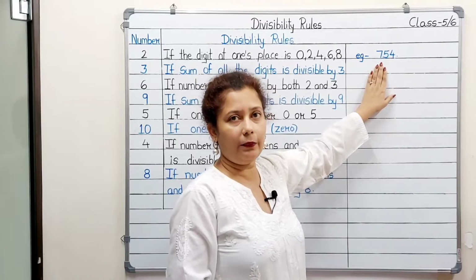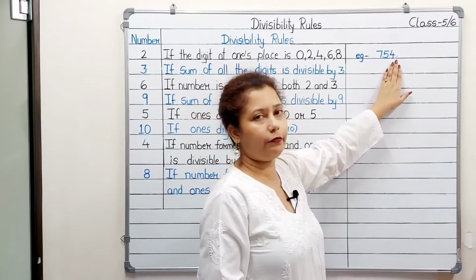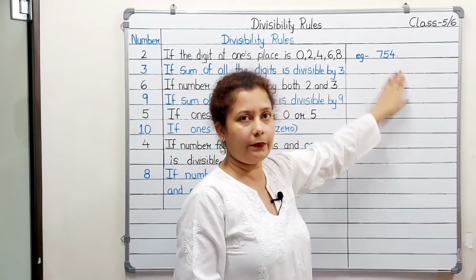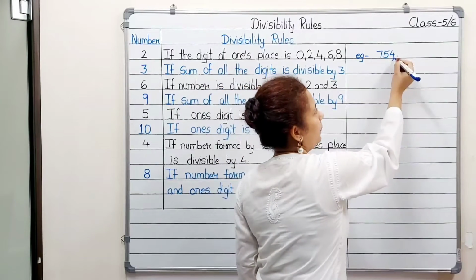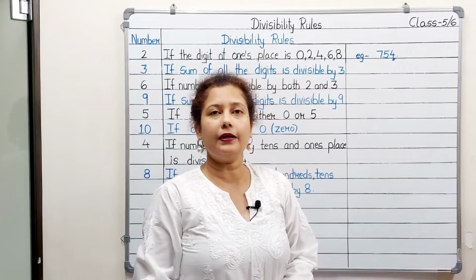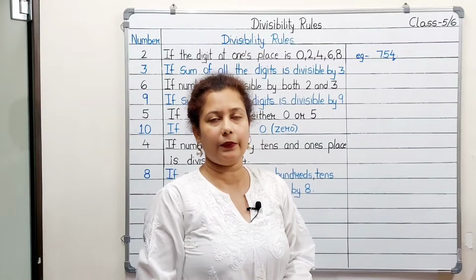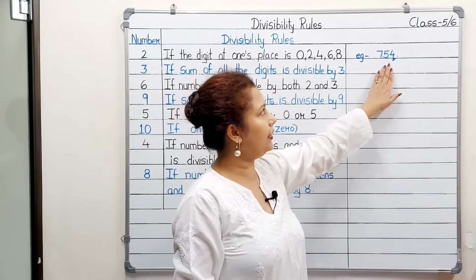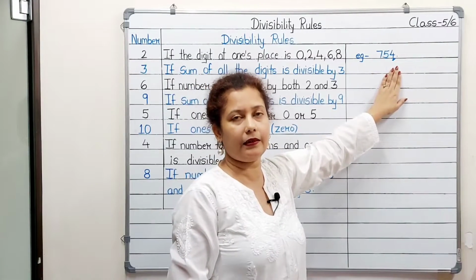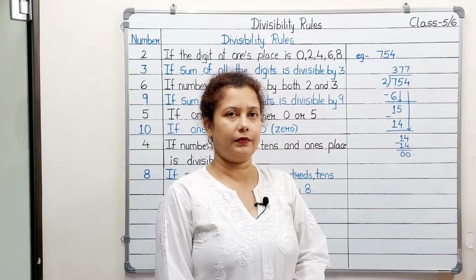Suppose the given number is 754. The digit at one's place is 4. So here the number is an even number. An even number is completely divisible by 2. So 754 is completely divisible by 2.